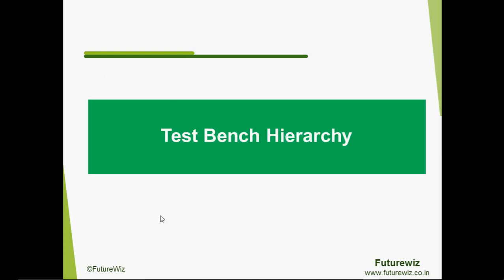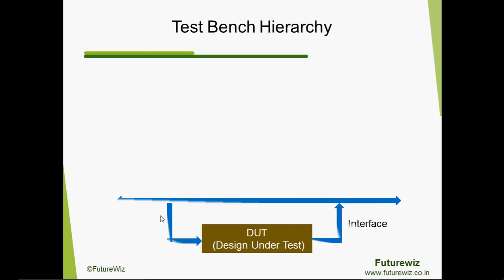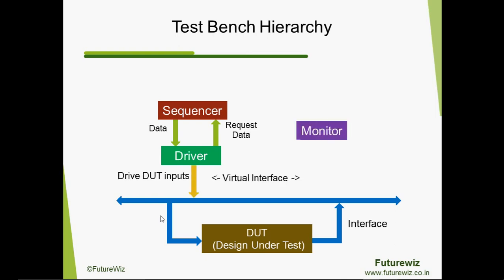Then let us see an example of a test bench hierarchy. The very first thing we have is the design that we want to test, which is called the DUT. Then we have an interface to communicate with that DUT. Then we have the driver and sequencer. The driver is the one which drives the DUT. The driver requests some packets from the sequencer, and depending upon the request, the sequencer provides data back to the driver, and then the driver drives that to the interface with the help of a virtual interface.